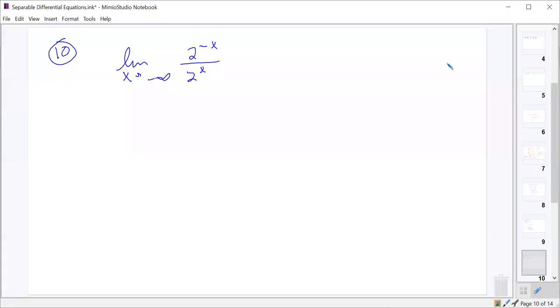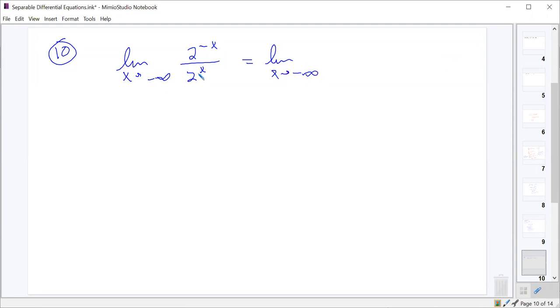Yeah, so this is number 10 from your multiple choice packet. The limit as x approaches negative infinity of 2 to the negative x over 2 to the x. We could rewrite this by moving this negative exponent down here, or moving the positive exponent up here. Either way, it doesn't really matter.